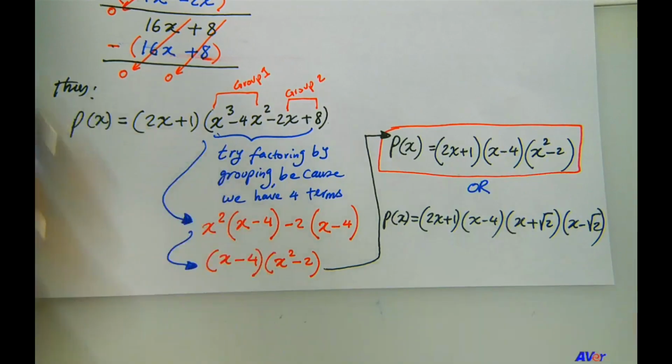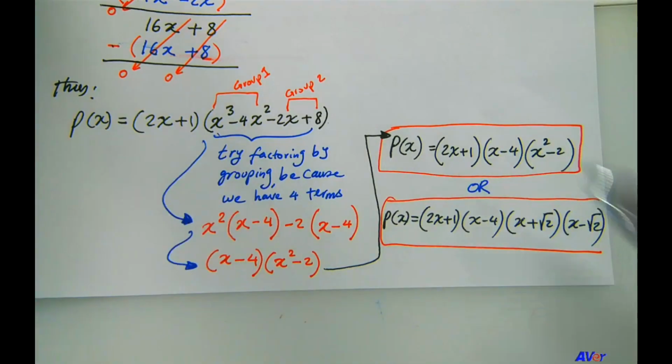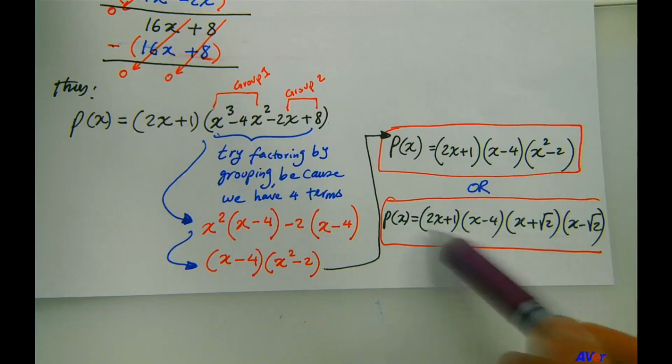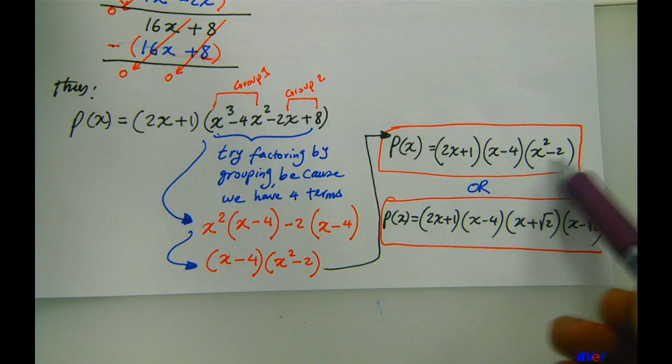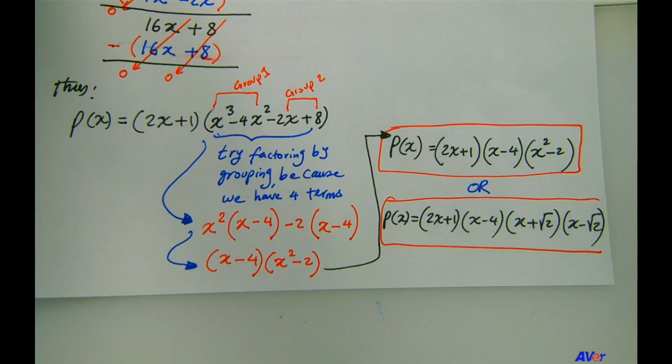So that'll give you the full factorization. I would stop there because that expression does not have square root numbers in it. It doesn't have any irrational numbers in it. But you can go further and write down, factor that last term again and say x plus square root of 2 times x minus square root of 2. Okay, so either one would be the final answer in this case.